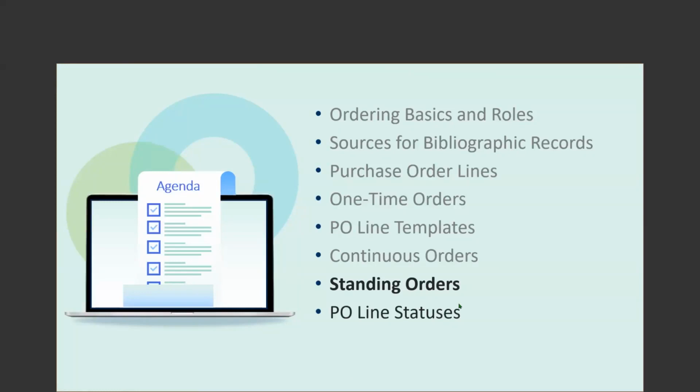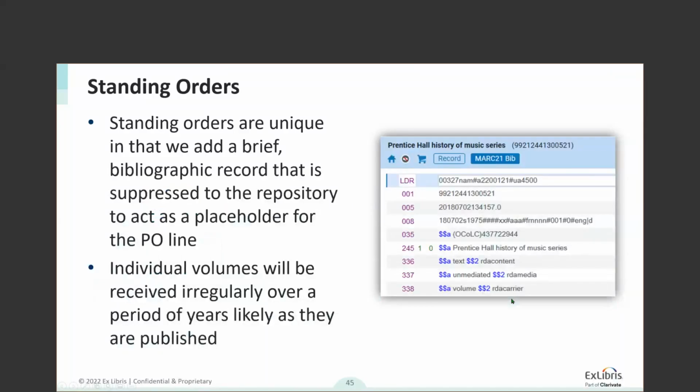Okay, standing orders. They're unique. You have a bib record that's suppressed in the repository because it's just a placeholder for the PO line. It's a hook for that PO line. When the individual volumes come in, whenever, at regular or irregular intervals, generally a new bib holding item gets created for them. So the purpose of this bib record is strictly for acquisitions.